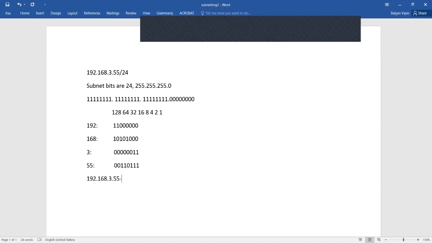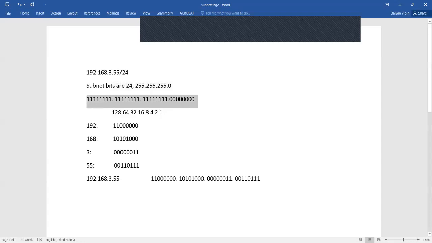Now if we need to write this number in the form of a 4-octet number, it will be like this: 192 dot 168 dot 3 dot 55. This will be the same number in the form of 8-bit binary numbers.